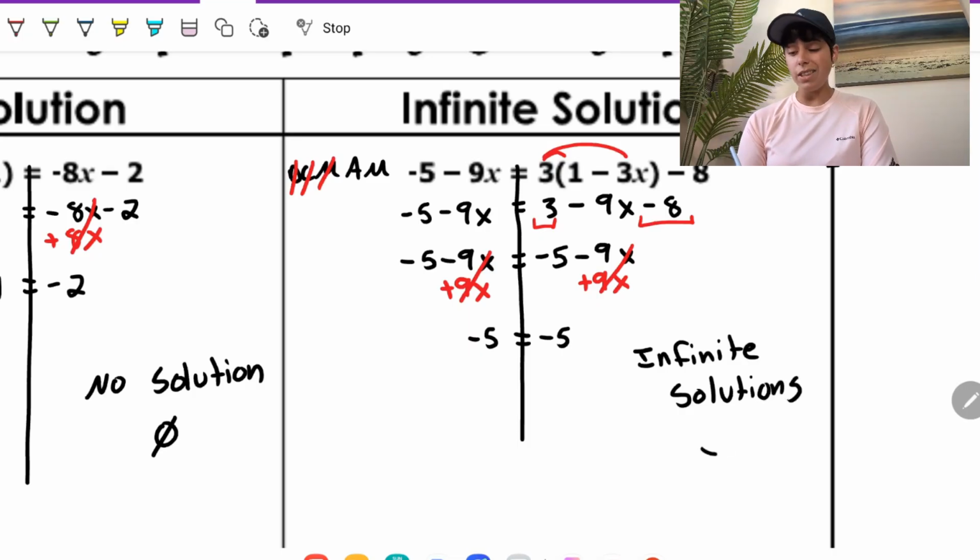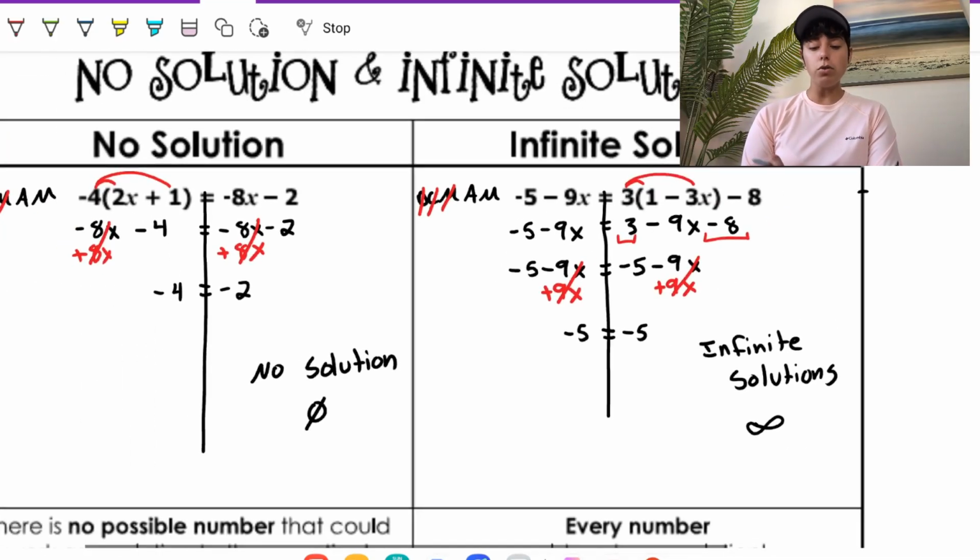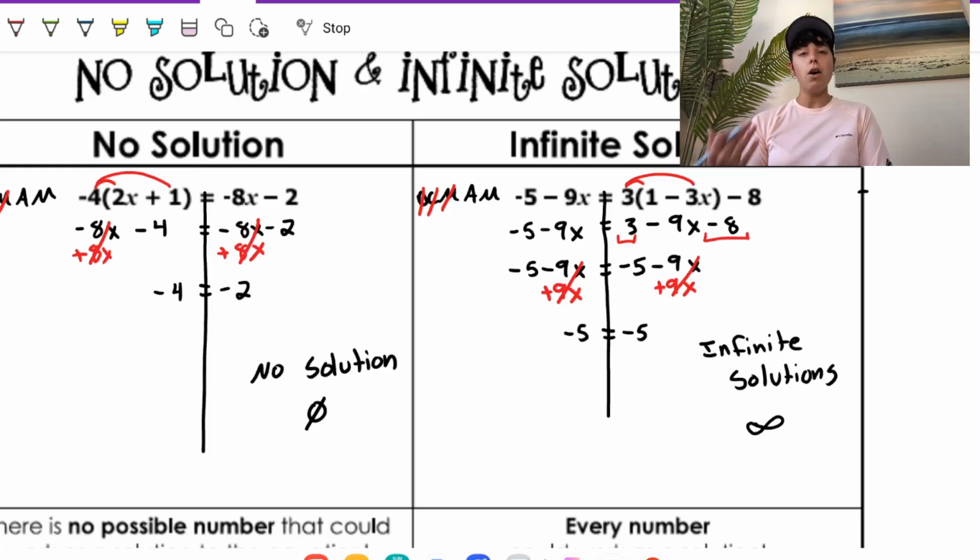Sometimes people also write the infinity symbol, and they might even reference things like all real numbers as well when discussing infinite solutions. And those are the two types of solutions you can see when your equation cancels out all of the variables.